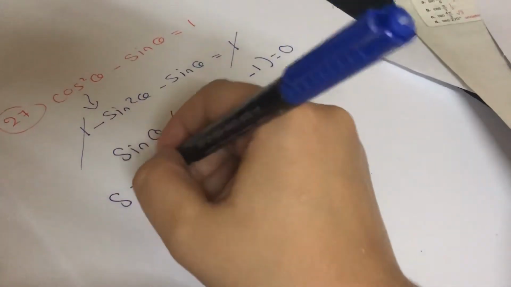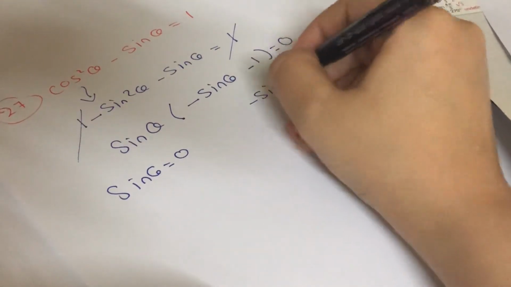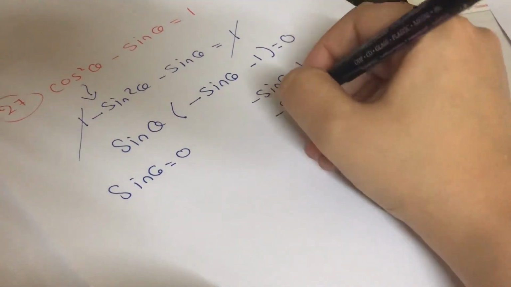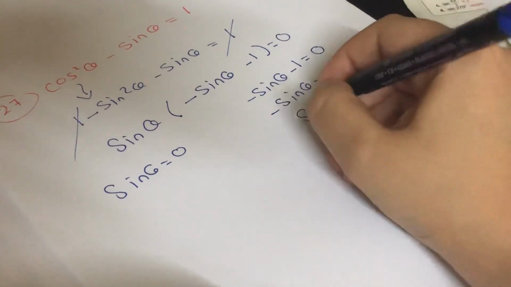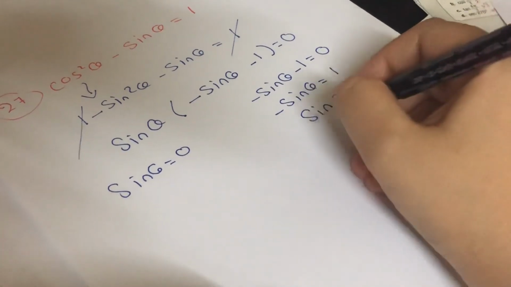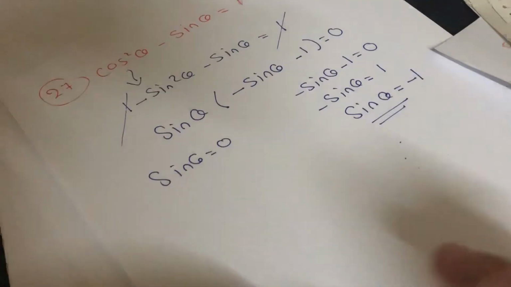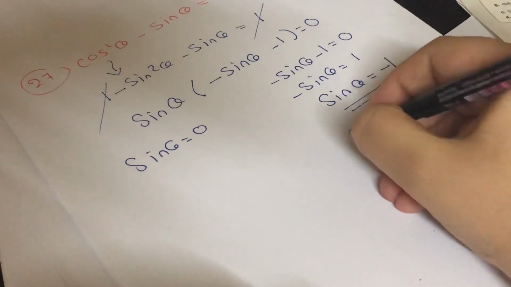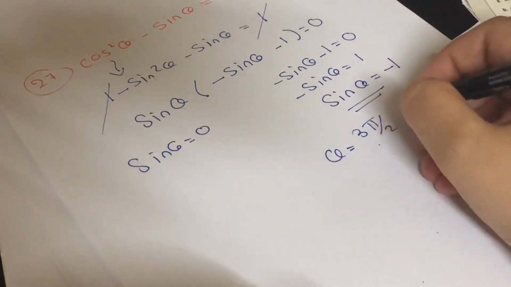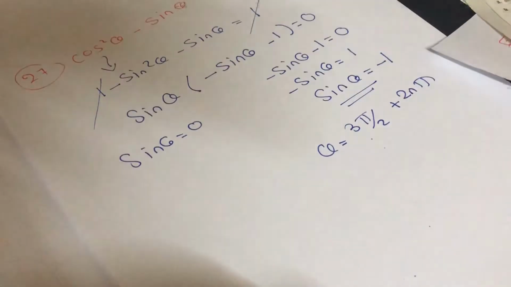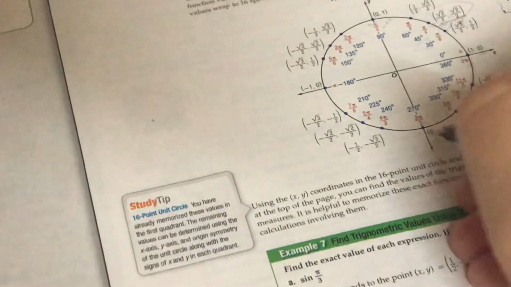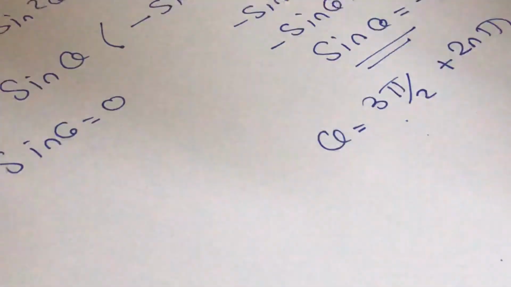So there's an option that sine theta equals 0 or negative sine theta minus 1 equals 0, which means negative sine theta equals 1, or sine theta equals negative 1. When is sine theta equal to negative 1? It's at 270 degrees, if you still remember. So this is 3 pi over 2 plus 2n pi, because it's only one, not every pi. At 3 pi over 2, sine is negative 1. This is the only answer. So 3 pi over 2 plus 2 pi, because I want one whole round, or minus 2 pi. Not a pi. It doesn't repeat itself every pi.